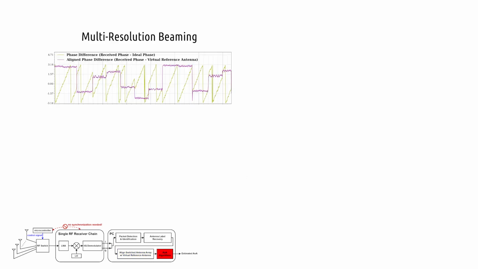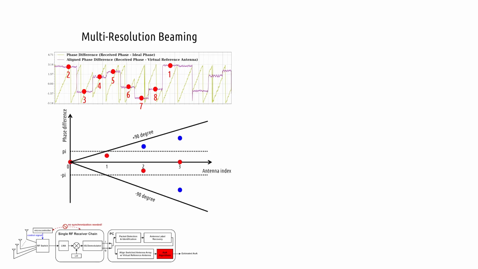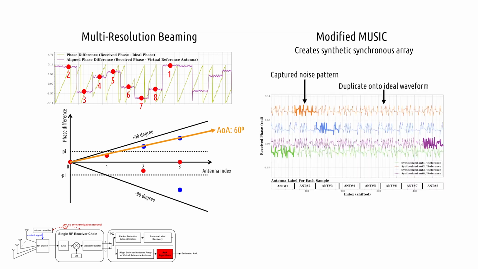Then we can average the correct phase offset of each antenna segment and perform multi-resolution beamforming that sweeps through and finds the best fitted angle of arrival for the measured phase differences. Or use our modified MUSIC algorithm to calculate angle of arrival by duplicating the noise pattern onto the ideal waveform to synthesize a fully synchronized array.